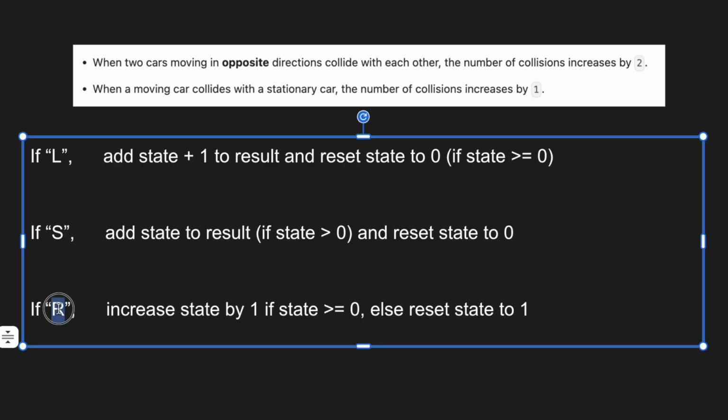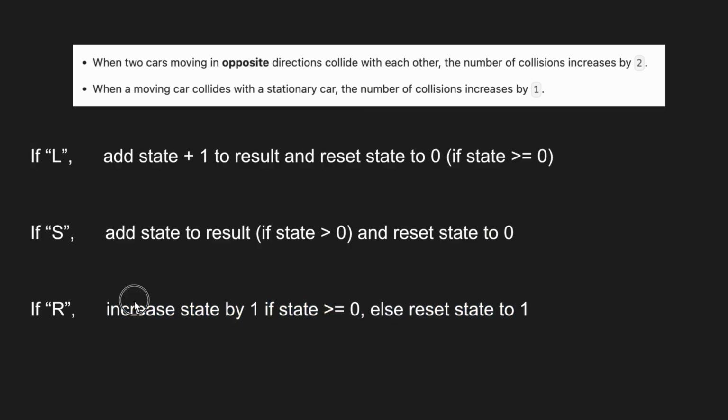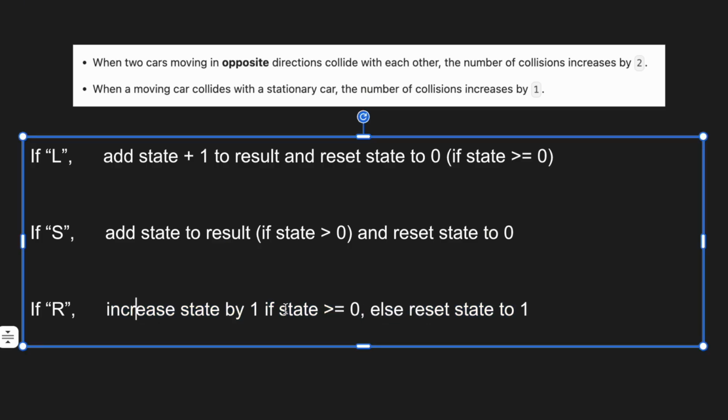Now, if the current car is moving right, then we will increase state by 1 if state is greater than or equal to 0. Otherwise, we will just set the state to 1. So I think this is pretty self-explanatory because if state is already greater than or equal to 0, then we will just increase state, meaning increasing the traffic of cars moving right. And if the car's moving left, meaning less than 0, then we just need to reset state to 1 because now there's one car moving right.